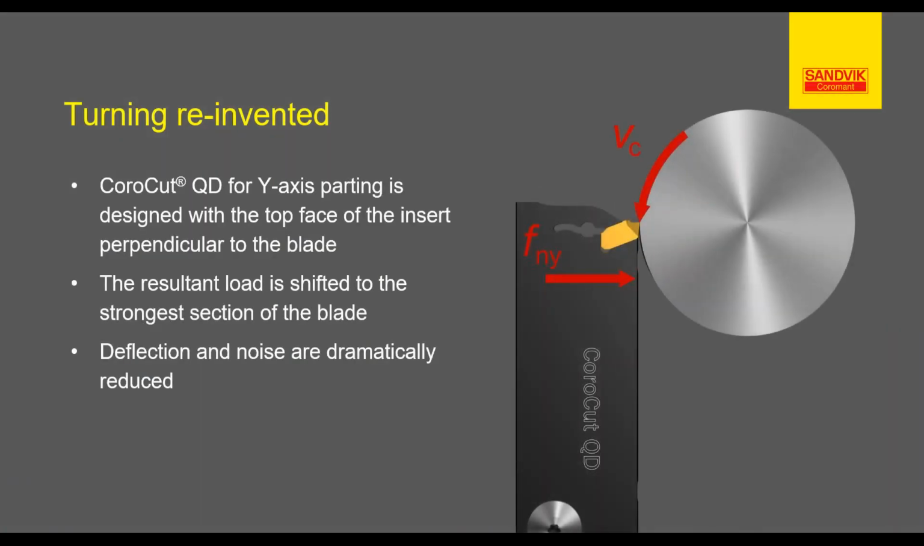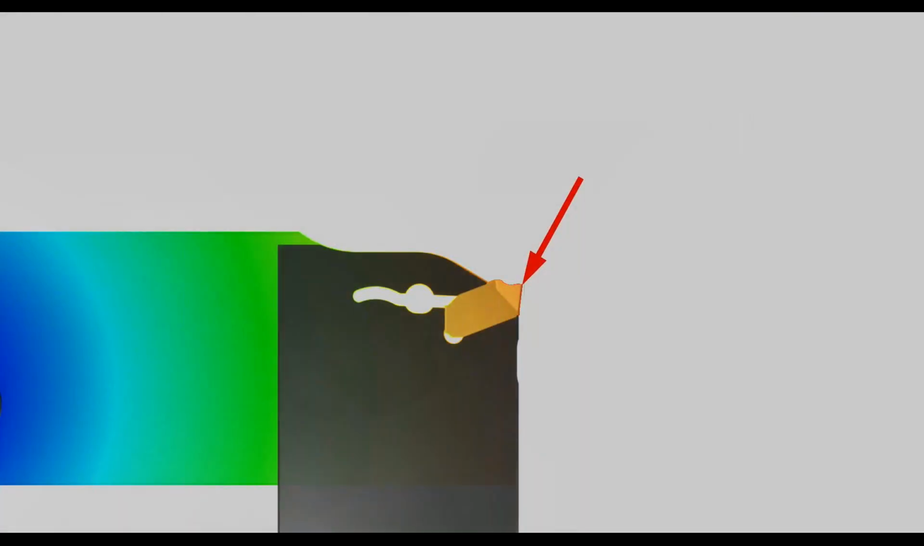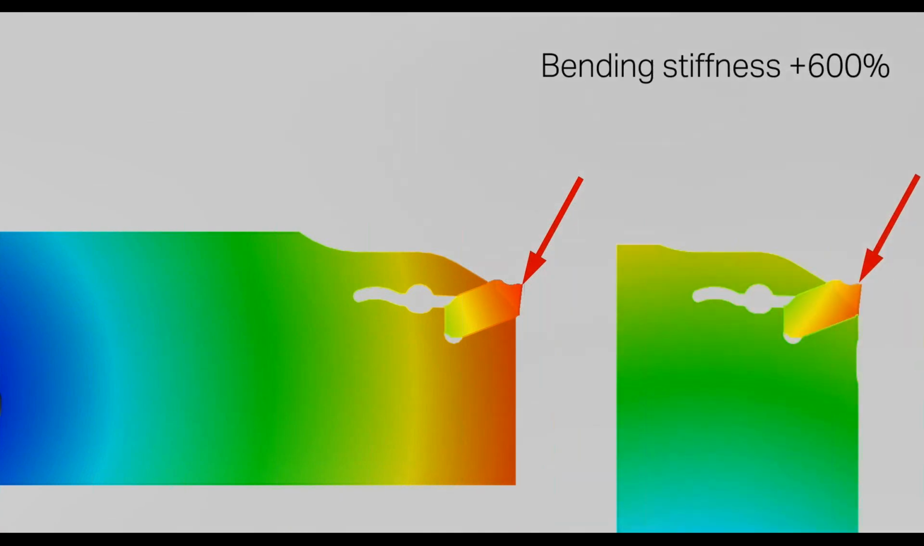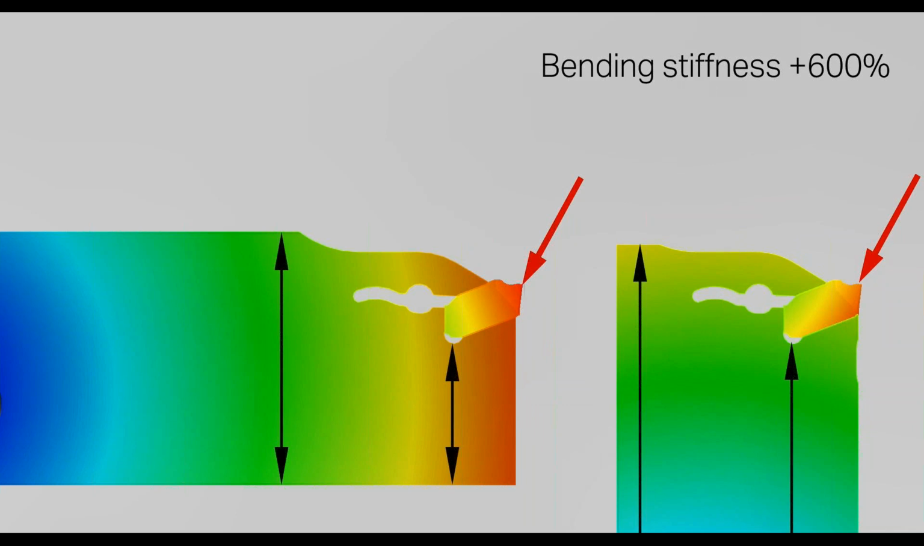Whereas if you use a y-axis, it's the same cutting action, except now you're taking all those forces across the strongest part of that blade, which gives you a higher rigidity with that blade. So in this illustration here, you can see the rigidity increase is over 600% improvement in rigidity just by changing the position of the blade.